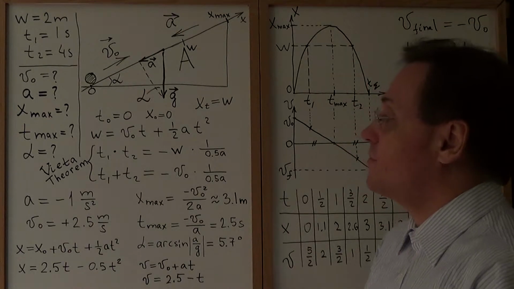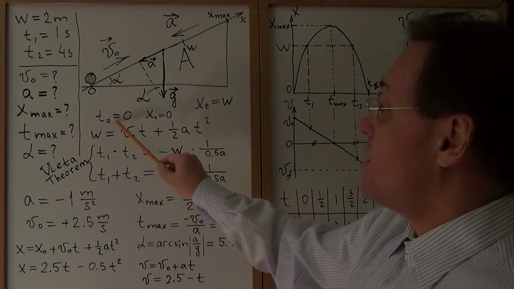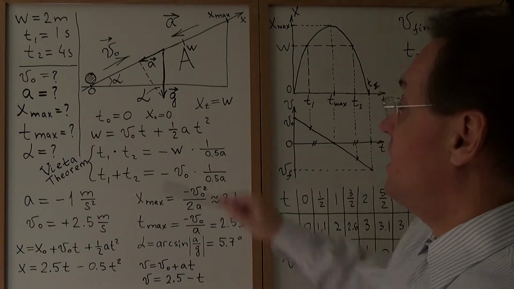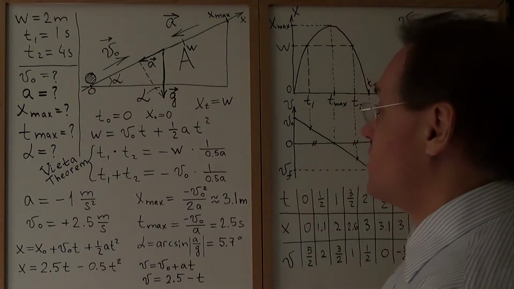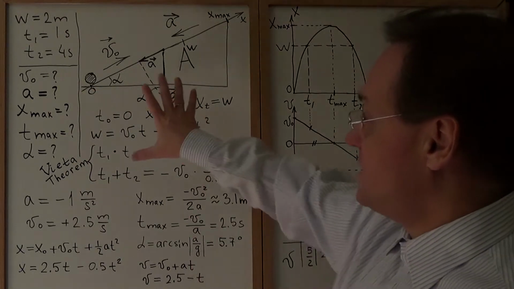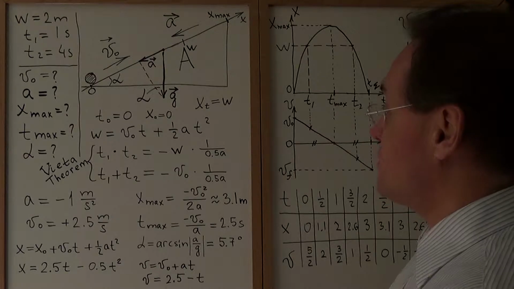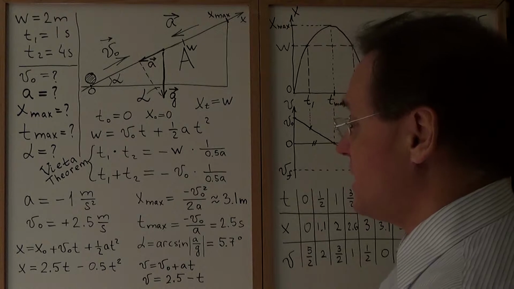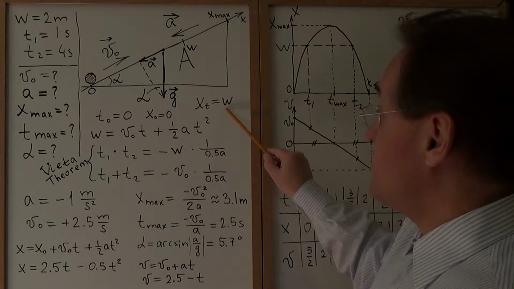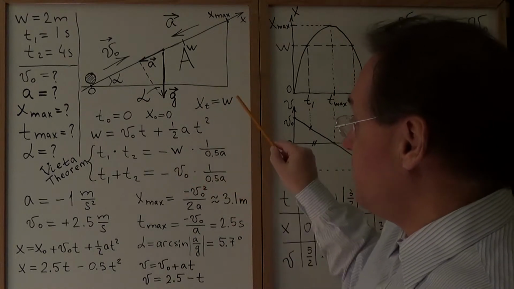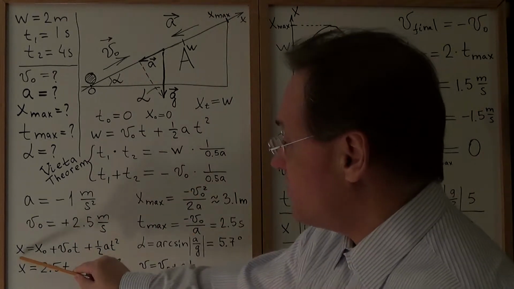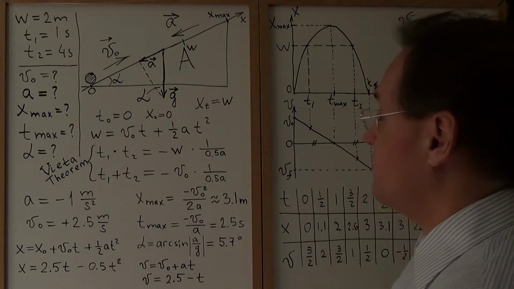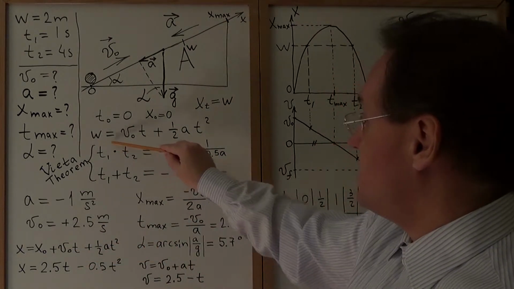Let's see. Initial time t0 equals 0 because we start from the beginning. x0 also equals 0. For this specific problem, remember we have this standard formula for displacement. We choose that our displacement equals w. So in here, instead of x, we put w. Now our formula becomes this way.